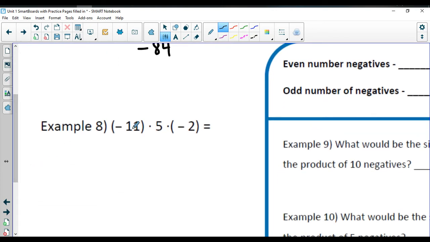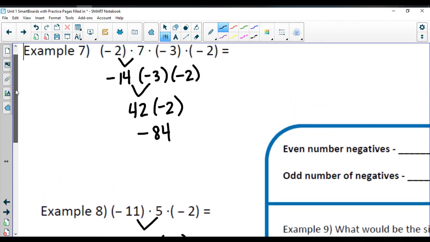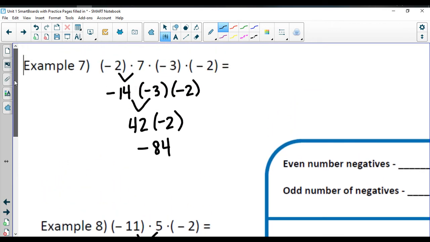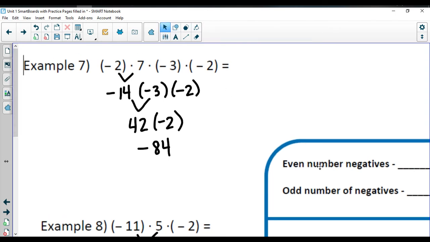Example number 8. We have 3 numbers multiplied, so we're just going to work our way left to right. Negative 11 times 5 will give me negative 55, times negative 2. A negative times a negative will give me a positive, and 55 times 2 is going to be 110. So we had a couple different things going on here, and this brings us to this little box that you'll see underneath example 8 in your notes packet, which I also have here on the side.